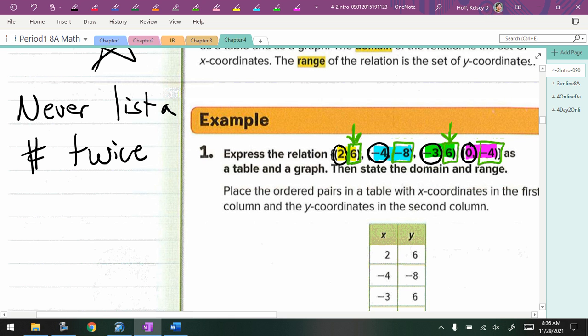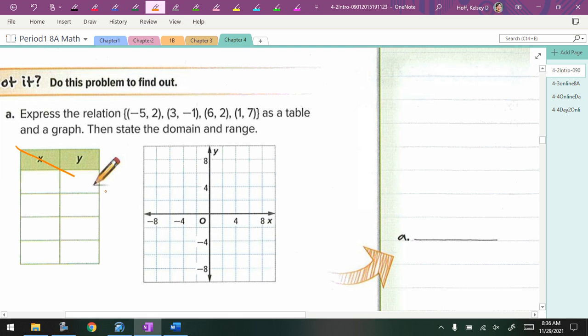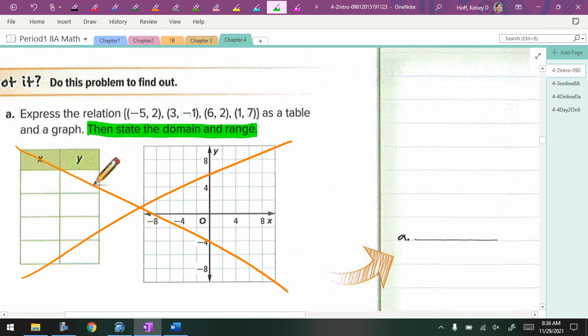Let's go to the top of page 279. I'm not going to make you do either one of these things. All I'm going to ask you to do is to write the domain and range. So the relation is -5, 2, 3, -1, 6, 2, and 1, 7. And they want us to list the domain and range. So our domain is all of our x coordinates. Now they make you do this funny squiggle. Just make a squiggle there. You have to type it into Alex as well. And we need to list all of our x coordinates.